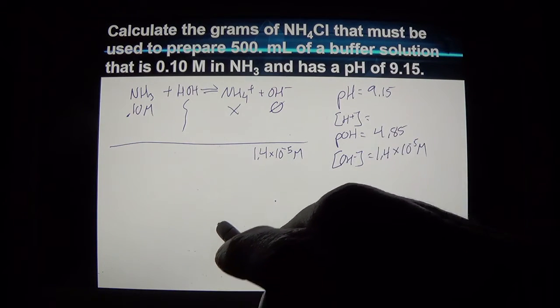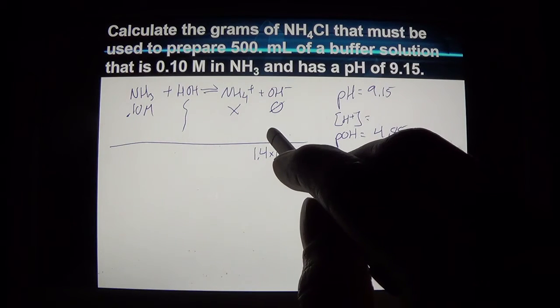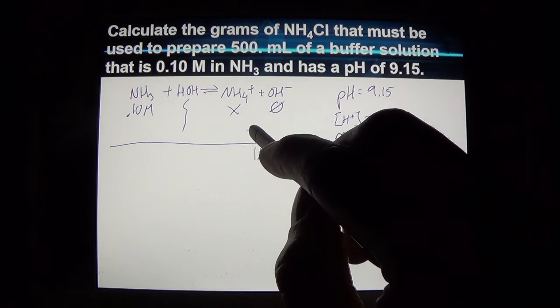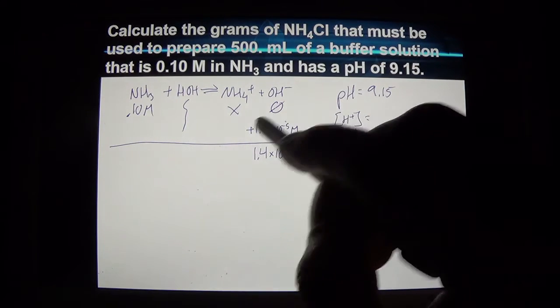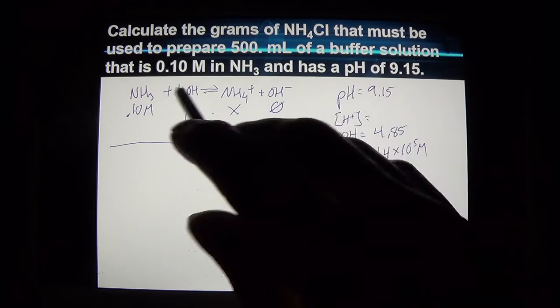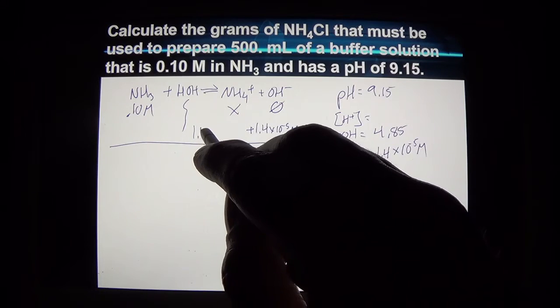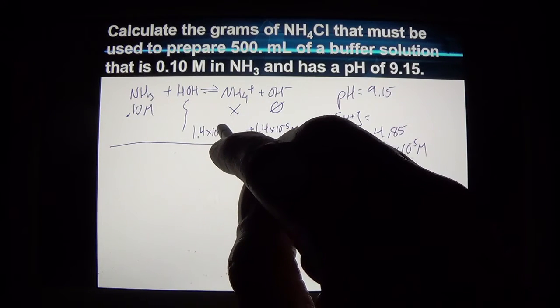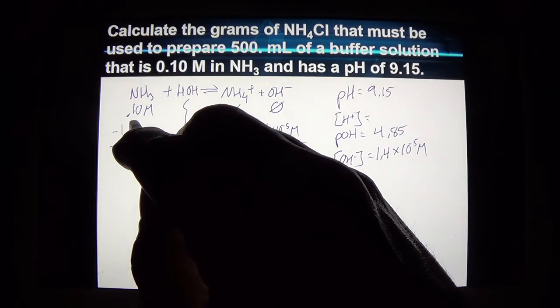And now we do some quick little math. Hey, if I started at 0 and I ended at that number, what's got to be in the middle? Well, I've got to have gained 1.4 times 10 to the minus 5 molarity. And if I gain 1.4 times 10 to the minus 5 molarity there, what did I gain here? What did I lose there? Hey, look at that, it's a 1-to-1 ratio, which often is the case, but check your ratios anyway. So I gain that much there, and I lose that much here.